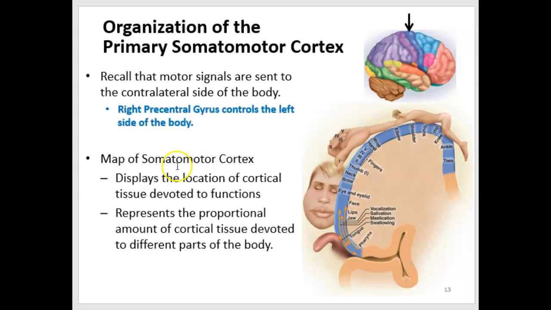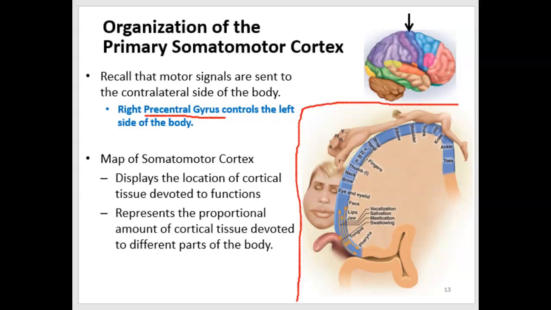So let's first take the primary somatomotor cortex and how it's organized. Remember, we're in the precentral gyrus and this is the right side of the brain. The organization is based on where the signal is going to go, because this is motor, leaving the brain going out to muscles. And this picture on the bottom is known as a functional homunculus, showing the proportion of the cortex that's devoted to movement of a certain part of the body.